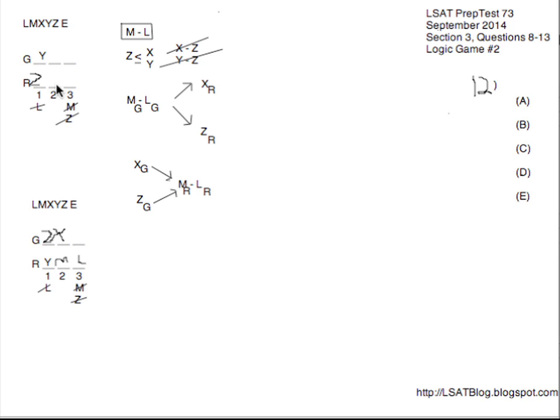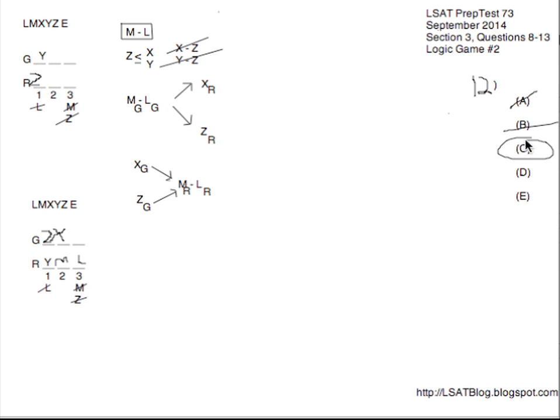So they're asking us what could be true. Could L be on 1 gold? No, of course not. L can't be on 1 ever. L on 2 rose? No. L is going to go on 3 at the earliest. Of course, it can only go on 3 either in gold or rose depending. So that's out. M on 2 in the gold room? Yeah, that could totally happen on the top diagram right here. M gold 2, L gold 3, and then X rose 2. Works out perfectly fine. So C is our answer.